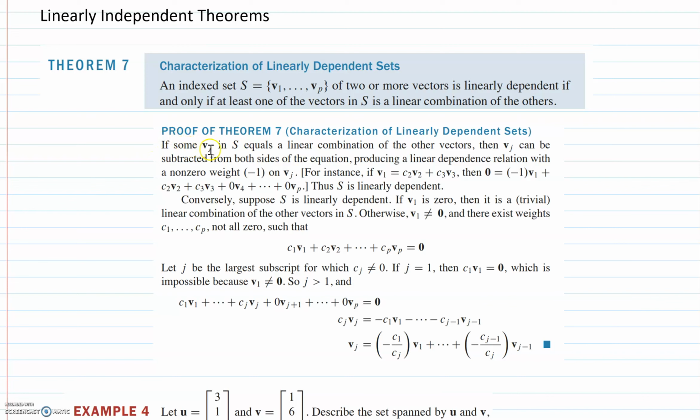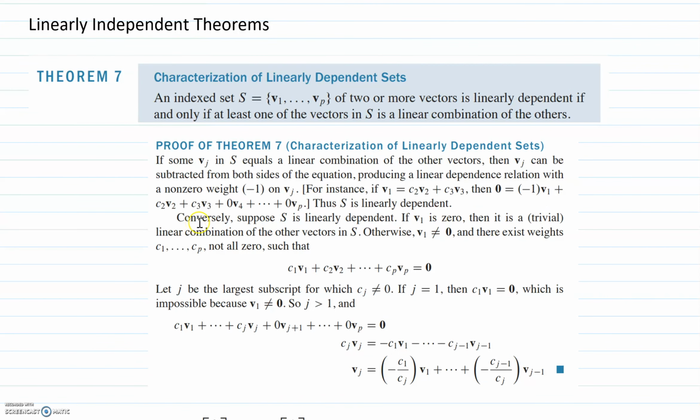If some Vj in S is equal to a linear combination of other vectors, then Vj can be subtracted from both sides of the equation, producing a linear dependence relationship with a non-zero weight, -1, on Vj. For instance, it gives this equation just with 3, and it shows that you can bring that over there, and then you would have, thus S is dependent.